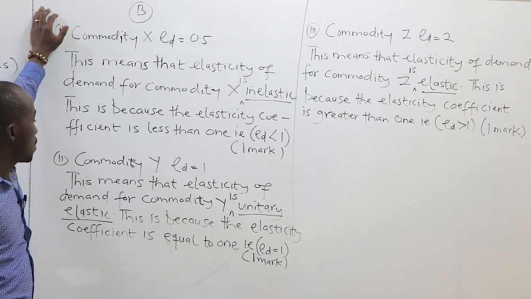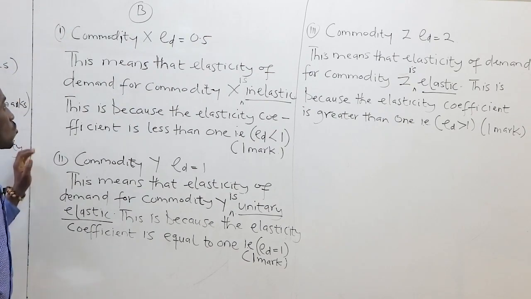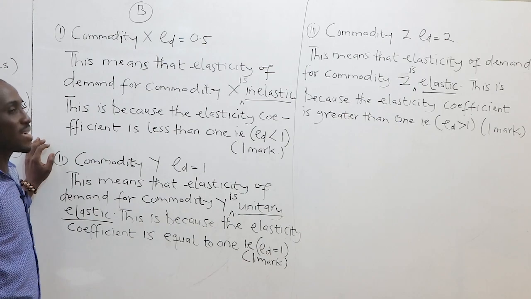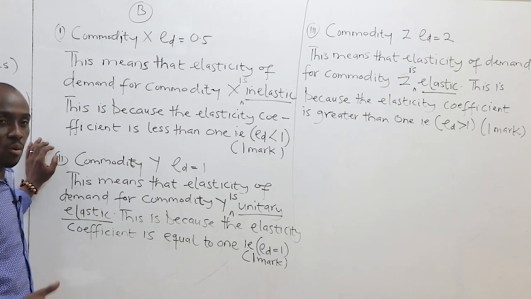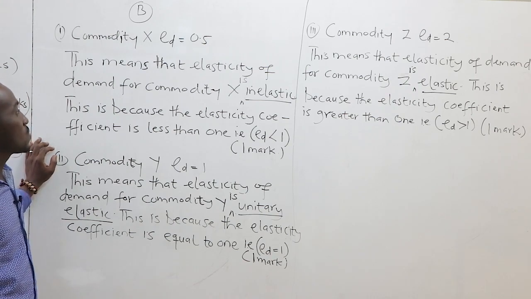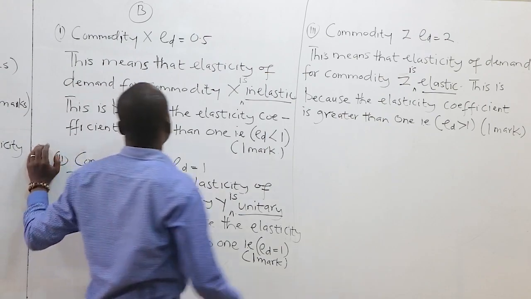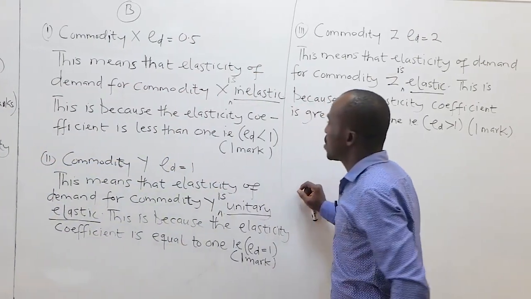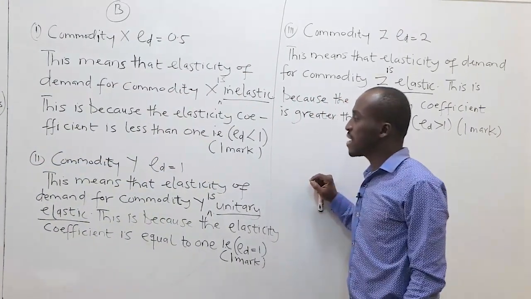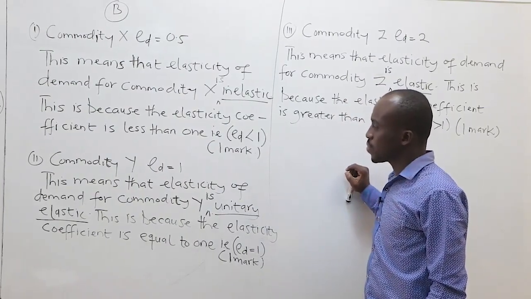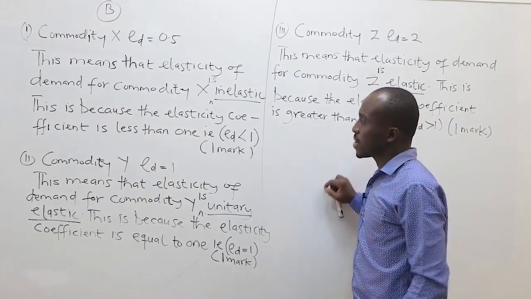That's all. So let's take it again. Commodity X, the elasticity of demand we got was 0.5. So this means that the elasticity of demand for X is inelastic. This is because the elasticity coefficient is less than 1. You get 1 mark.